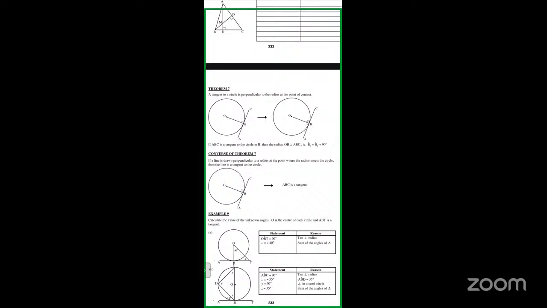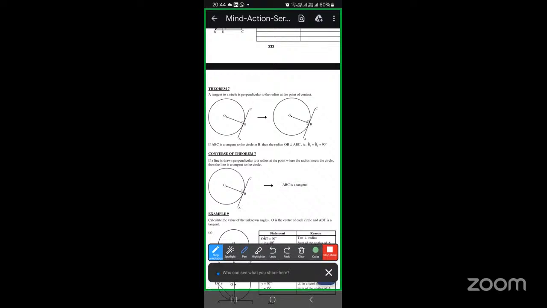Theorem 7: we have a circle, and then we have the tangent, right there. We've got our circle and the radius. This theorem says the tangent to this circle is perpendicular to the radius, meaning at the point of intersection, which is this one, they intersect at an angle of 90 degrees. The same applies with this one.